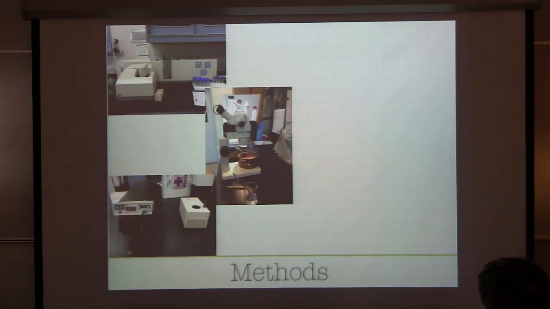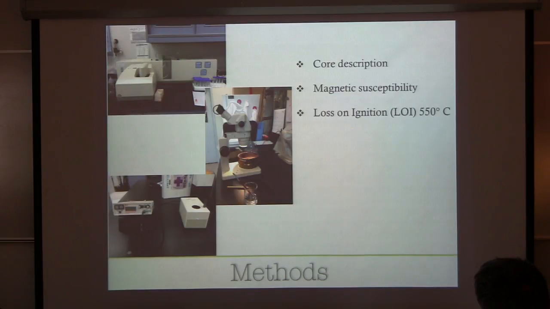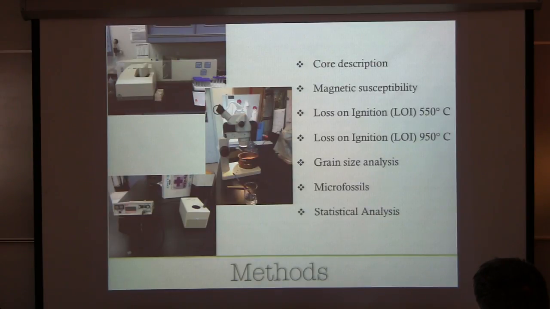Once we had our cores, we took it to the lab where we then opened them and we were able to describe them. And then we sampled them and ran magnetic susceptibility, LOI 550 for organic matter, LOI 950 for total carbonate, grain size, microfossils, and statistical analysis.